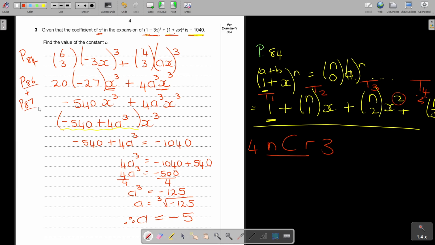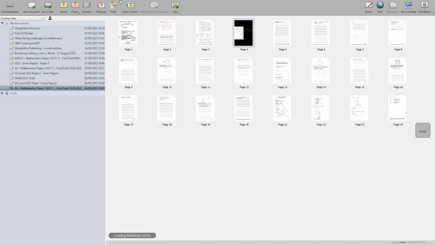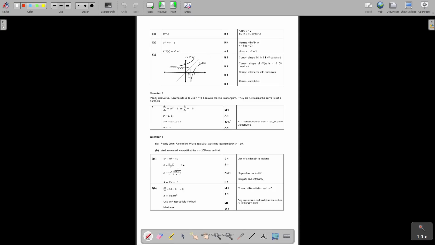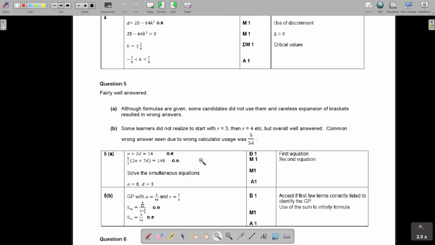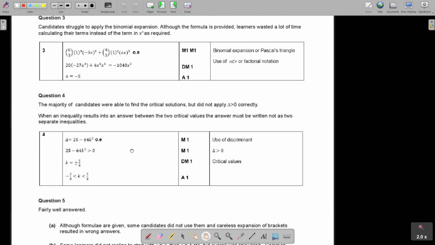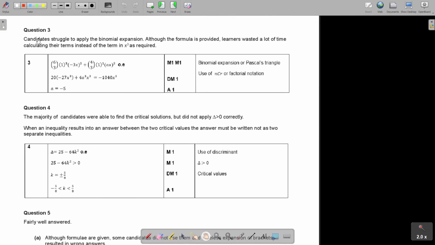But let's go to the examination report. So I'm just going to bring it in again. So there's the report. Let's see if we find it here. Okay, I'm just going to make it bigger so that you see better. Okay, so this was question number 3. Candidates struggle to apply the binomial expansion. Although the formula is provided, it's on the formula sheet. Learners wasted a lot of time calculating their terms instead of the term in x^3 as required.